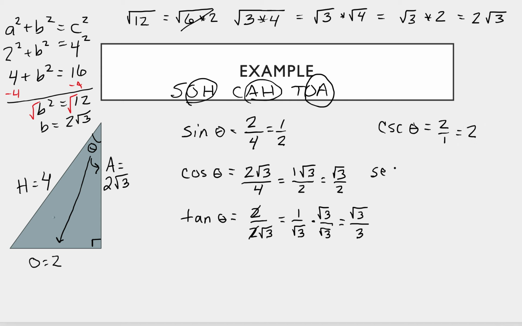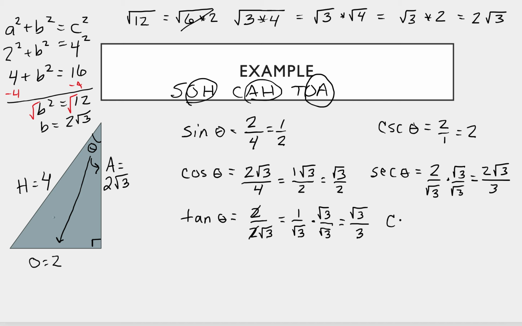For secant, we'll look at the cosine. So we're going to take the reciprocal of square root of 3 over 2. So we flip that over, 2 over the square root of 3. Now we do have to rationalize that. So we're going to again multiply top and bottom by square root of 3. So we have 2 times the square root of 3. And then on the bottom, square root of 3 times square root of 3 again is just equal to 3.